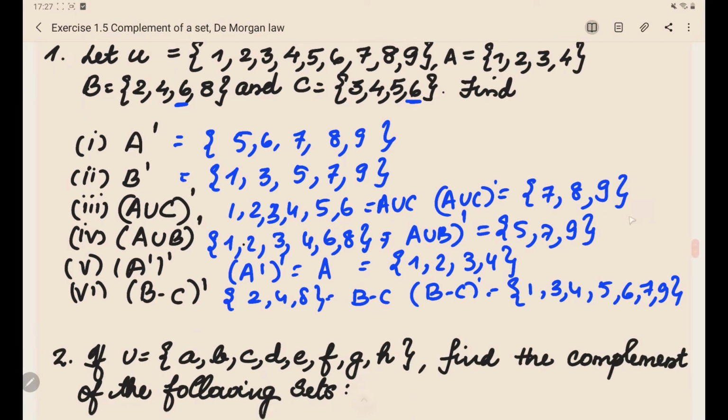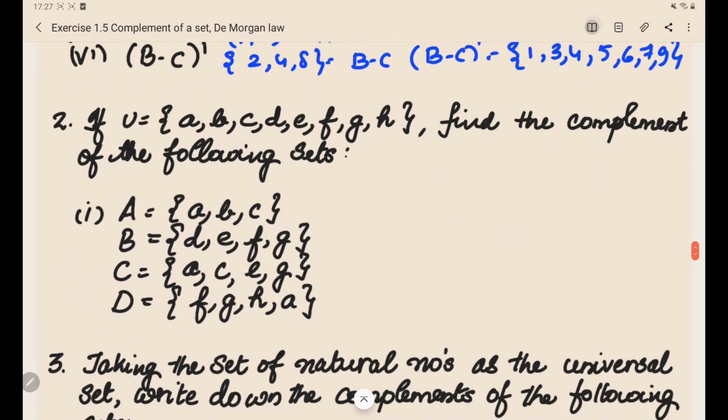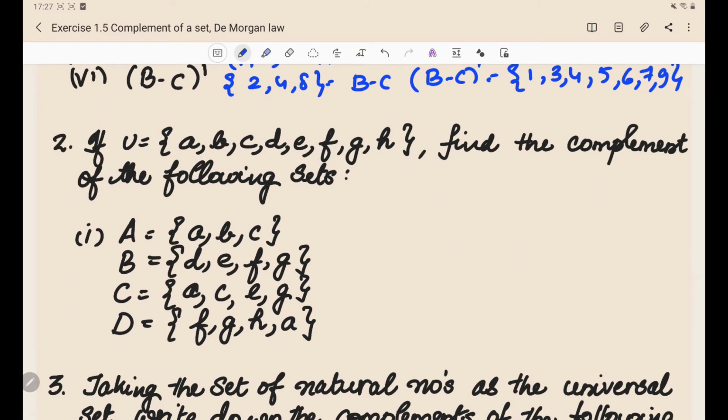Now let's do the second problem. If U is equal to a, b, c, d, e, f, g, h, find the complement of the following sets. It's again easy, the same as we have done for unions and intersections. These are very easy problems. A is equal to a, b, c. So you have to find the A complement.